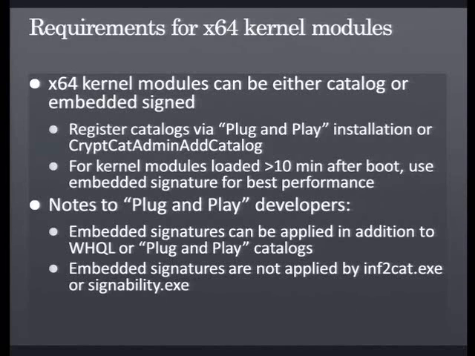For kernel modules loaded 10 minutes after boot, it is highly recommended that you have an embedded signature for best performance. This is because Windows has to take extra time to enumerate through the system catalogs to find the specific file hash and catalog that is used to verify your particular file. Note that you can have embedded signatures in addition to catalog signatures. However, Inf2Cat and Signability.exe, tools used in the Windows Driver Kit for creating catalogs, do not embedded sign the file. You need to sign it separately using signtool.exe.